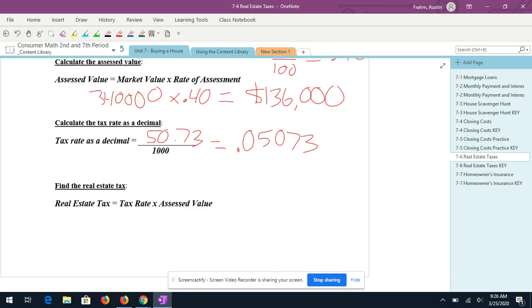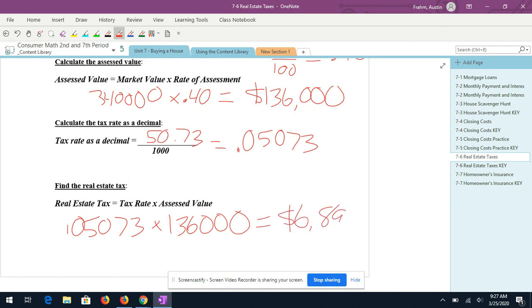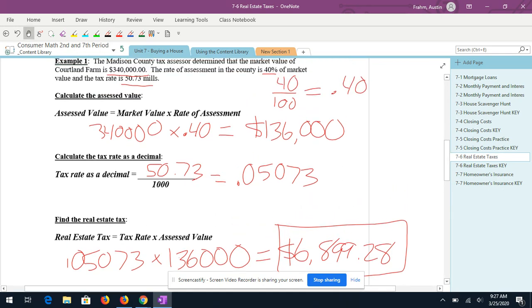And then the last step is to actually find the real estate tax. And to do that, you take the tax rate, which we just found, and we multiply it by the assessed value, which we found in the first step. So we would take 0.05073 and multiply it by 136,000. And we would get $6,899.28. So this is how much this person would have to pay in real estate taxes per year.